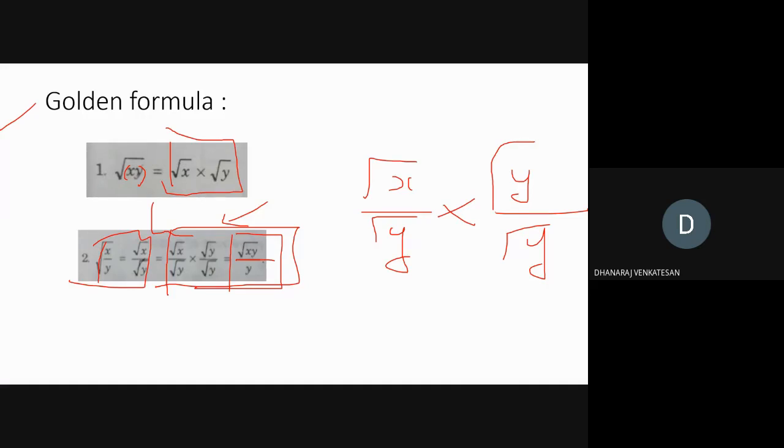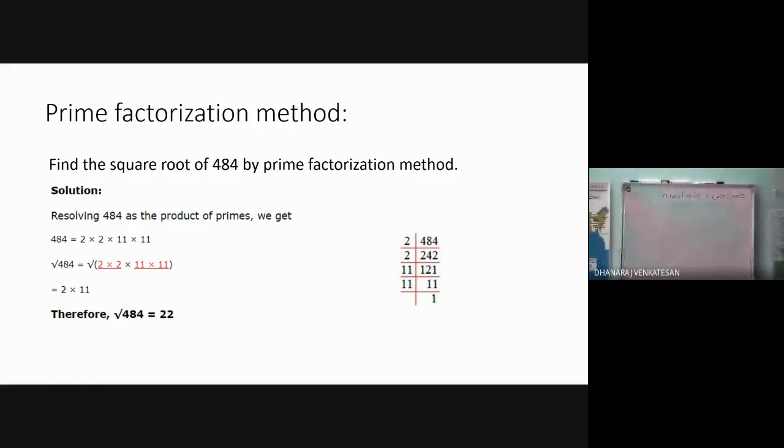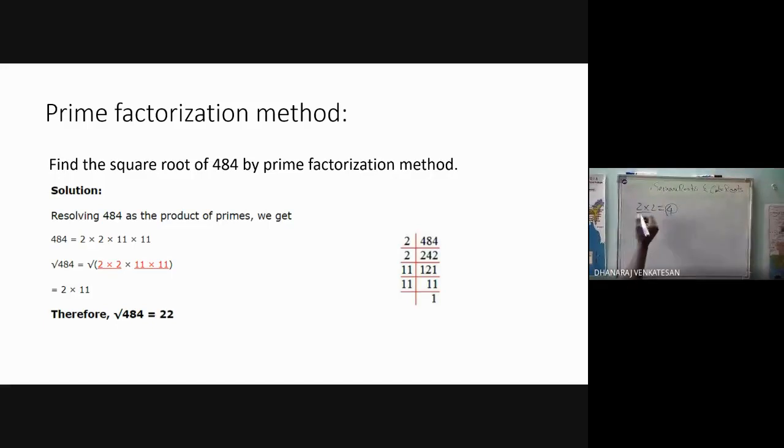Now we'll go with the prime factorization method. Everyone will know that we have multiples like this; these are the multiples of 4. For a digit 4, there will be multiples, or else they are known as factors.